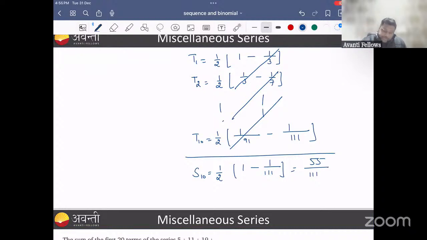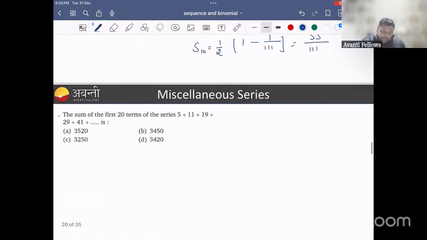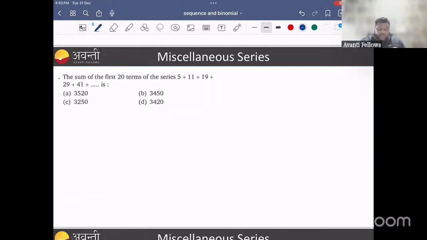All right. Now try one more question of the same variety. The sum of the first 20 terms of the series 5, 11, 19, 29, 41 and so on and so forth.